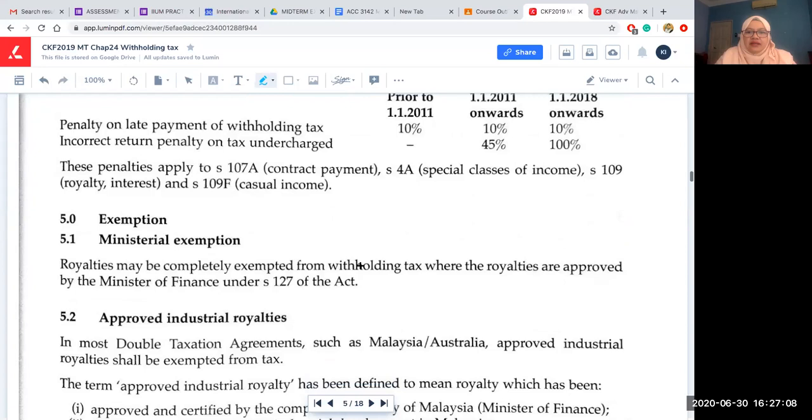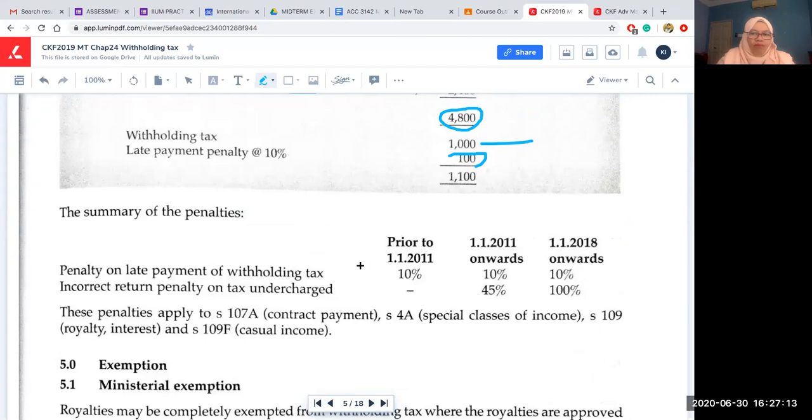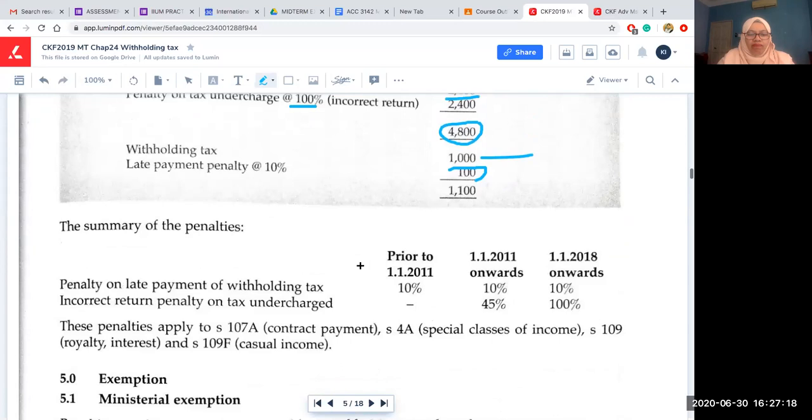Okay. Any questions on the incorrect returns and non-compliance? Is that clear? Yes, madam. Okay.